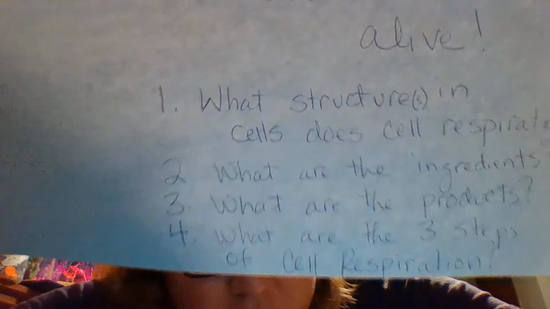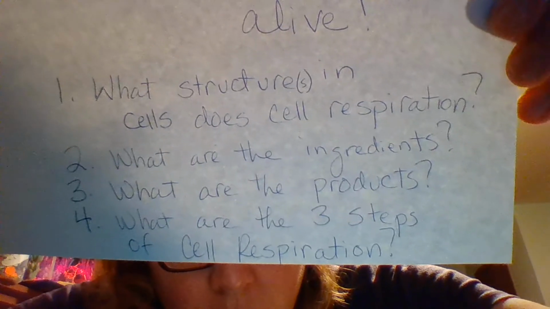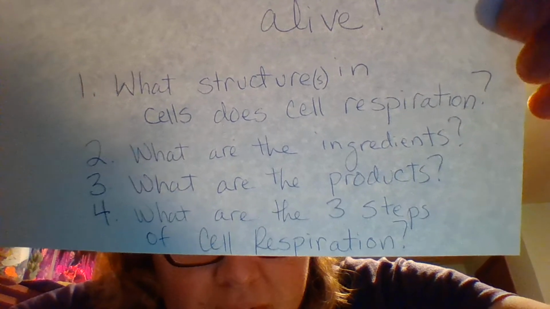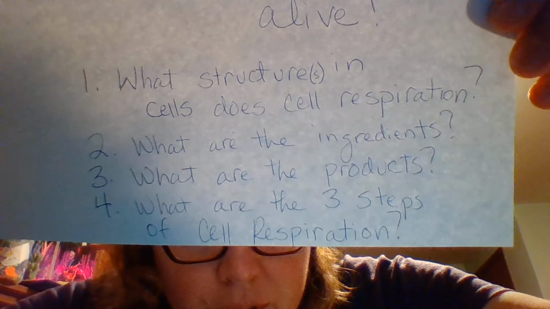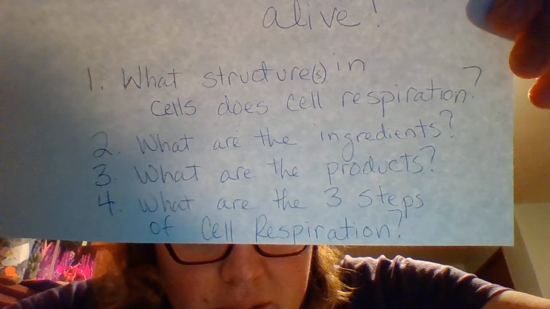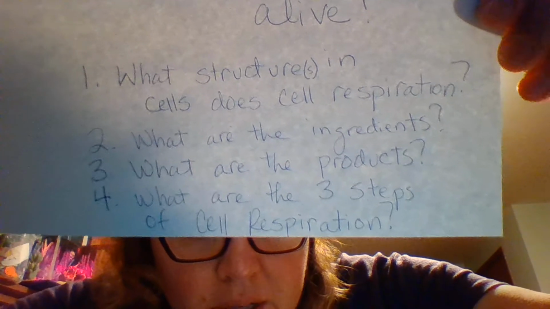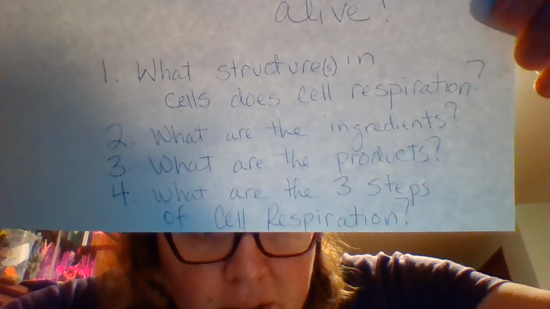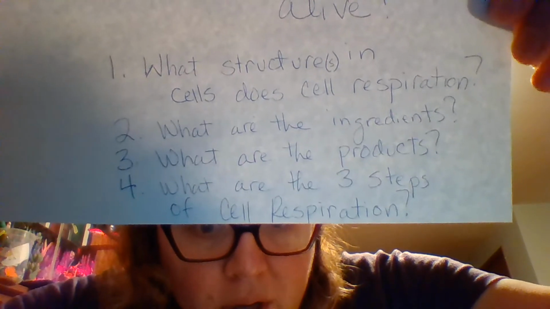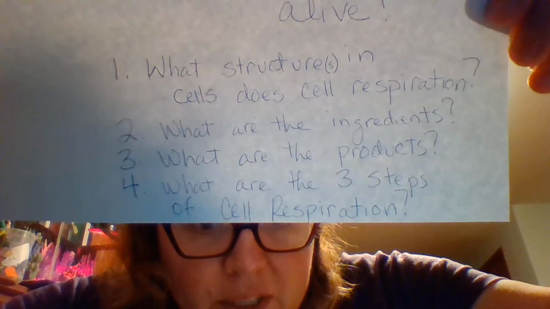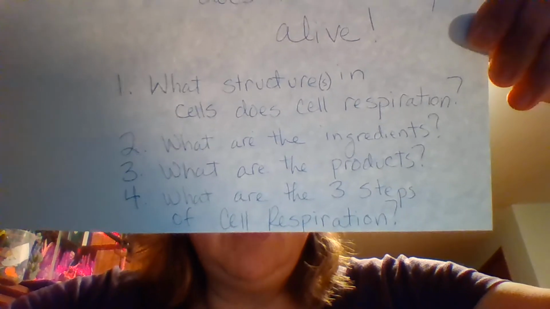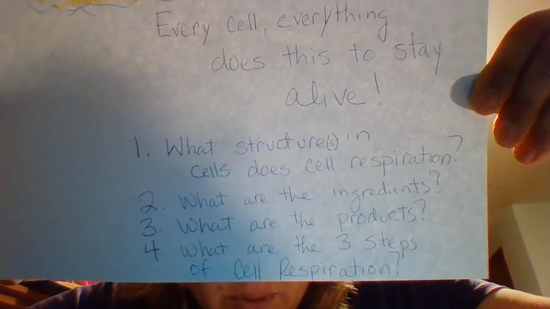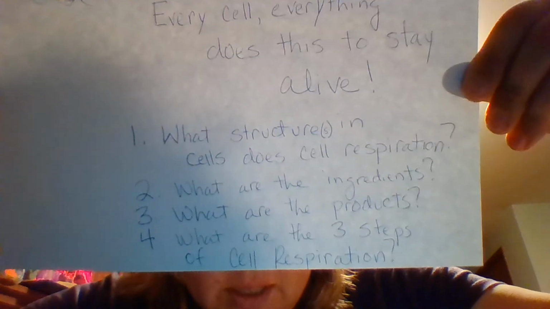Okay, so question 1. What structures are involved in cell respiration? Number 2, what are the ingredients of cell respiration? Number 3, what are the products of cell respiration? And number 4, what are the 3 steps of cell respiration? And specifically, we're going to be talking about aerobic cell respiration, which needs oxygen.